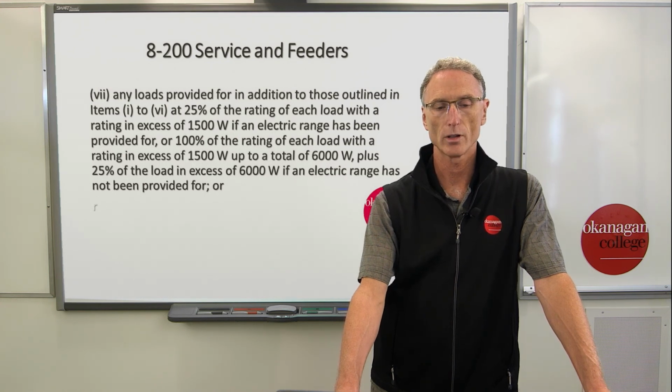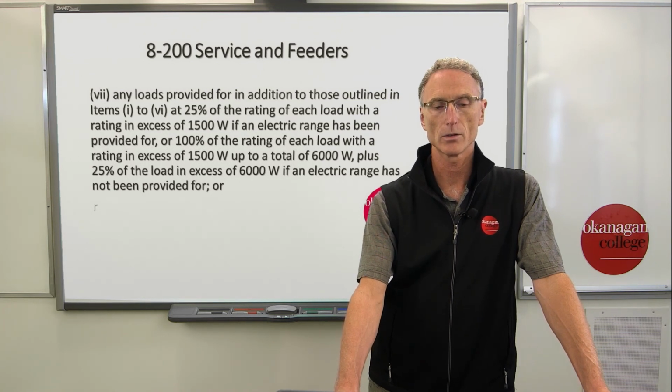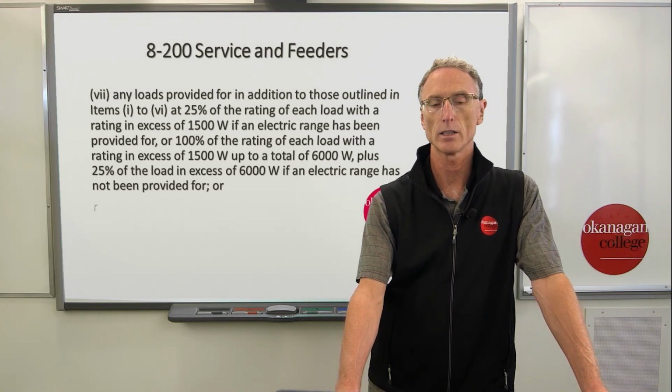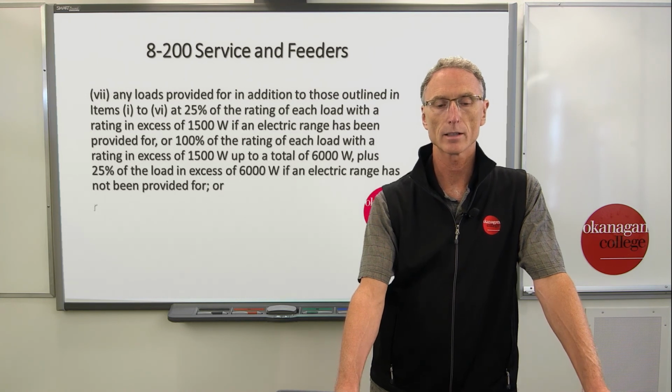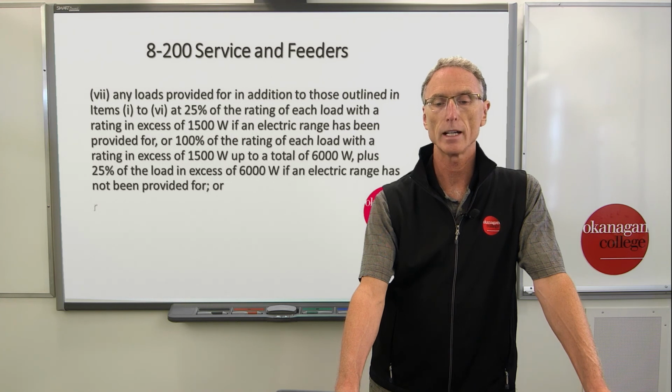The second portion of sub-rule 7 is if you do not have an electric range. And we'll just read through it. It's not going to apply to our calculation here in this example, but we'll just go through it and see what it says. Or if you do not have an electric range, you have to go 100% of the rating of each load with a rating in excess of 1,500 watts up to a total of 6,000 watts plus 25% of the load in excess of 6,000 watts if an electric range has not been provided for.